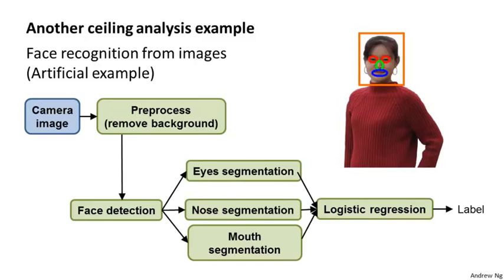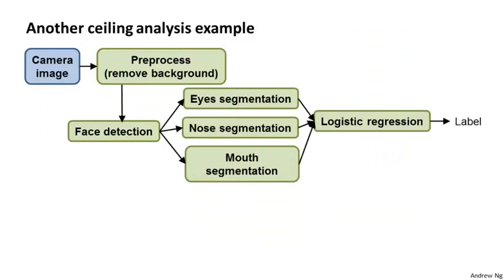It's actually probably more complicated than you should be using if you actually want to recognize people. But there's an illustrative example that's useful to think about for ceiling analysis. So how do we go through ceiling analysis for this pipeline? Well, we'll step through these pieces one at a time. Let's say your overall system has 85% accuracy.